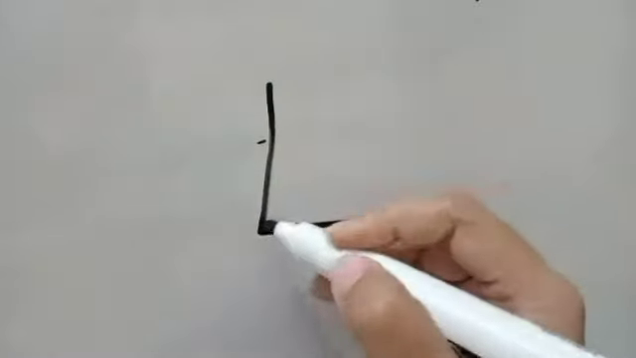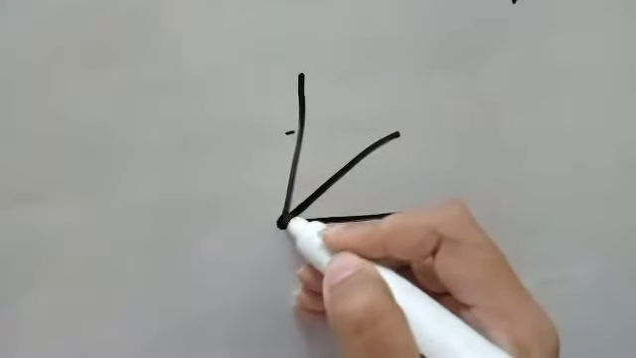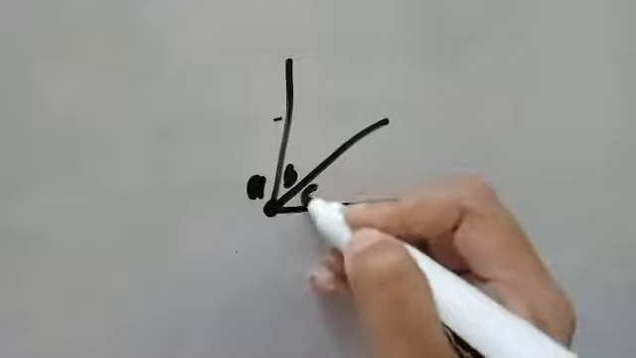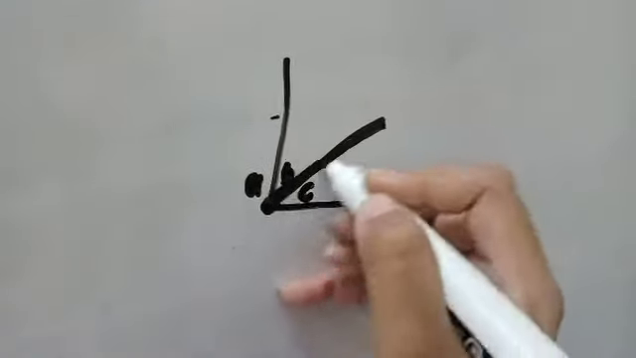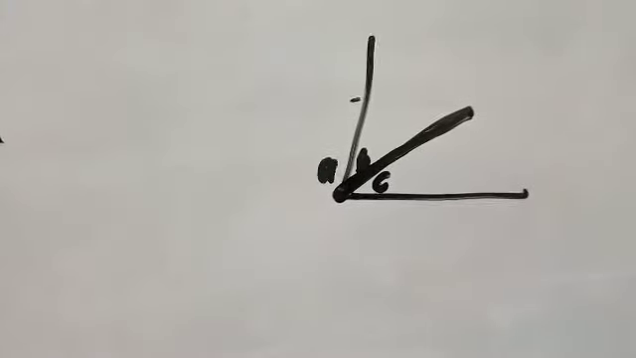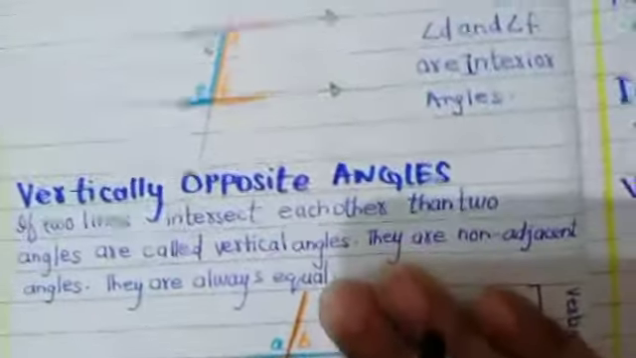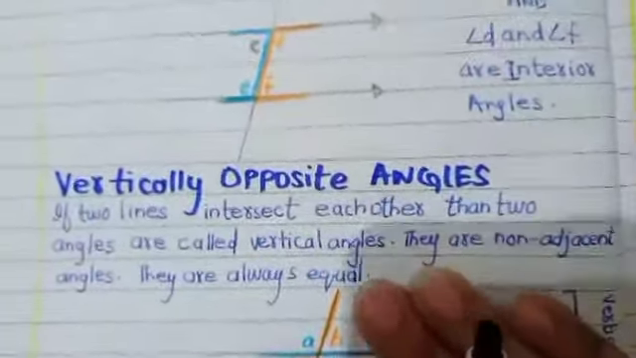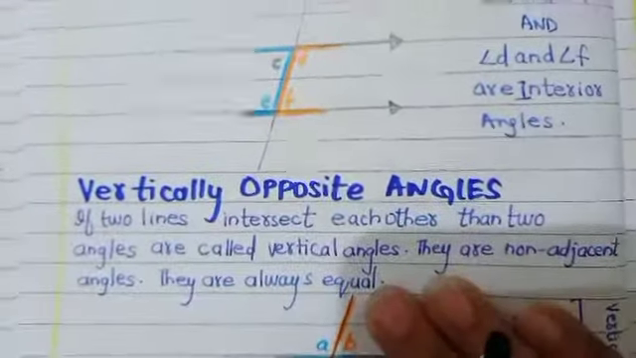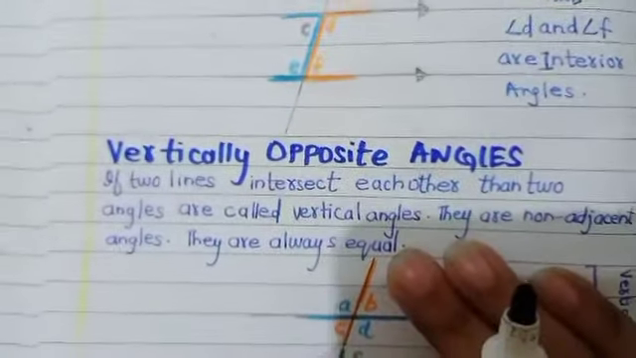For instance, this and this, they are sharing a common vertex, a common point. So these are adjacent angles. Angles which are not sharing a common vertex are known as non-adjacent angles. So they are non-adjacent angles, and they are always equal. Again, they are always equal.